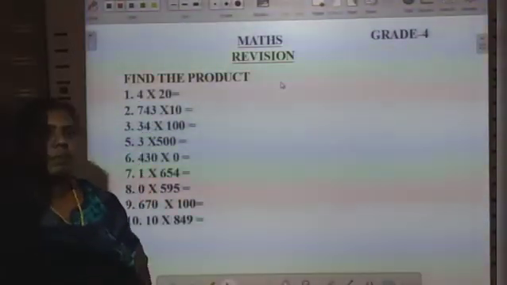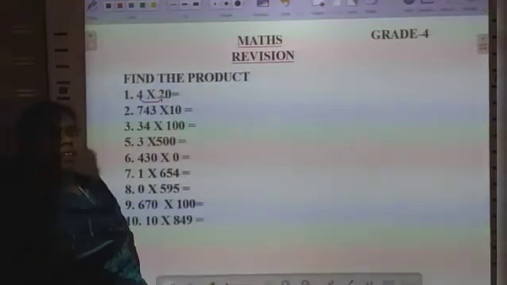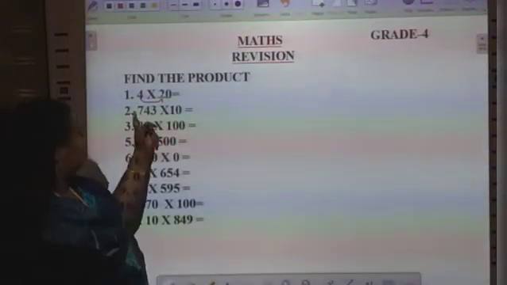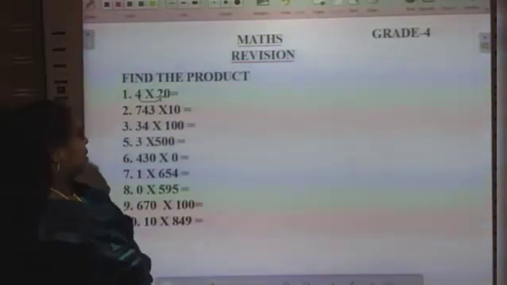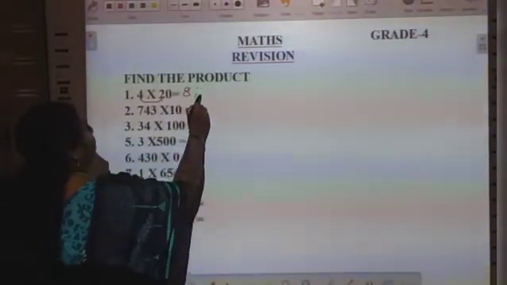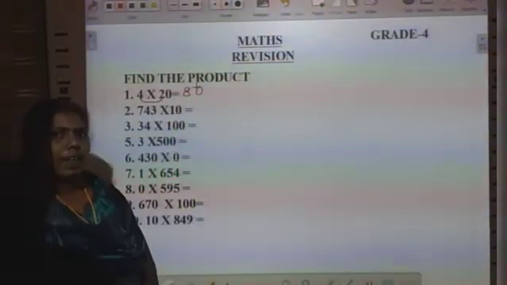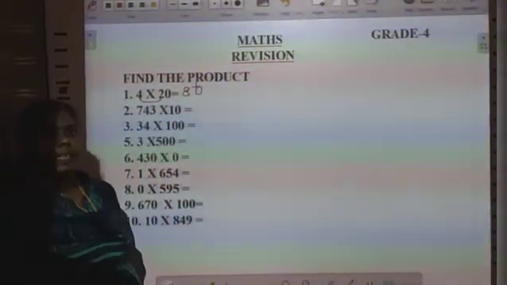So the first question, 4 times 20. How can we multiply 4 times 20? Yes, we can multiply these two numbers, right? 4 times 20 means 4 times 2. 4 times 2, how much? 1 4 is 4, 2 4s are 8, isn't it? Then add this 0. That means it will come 80, right? Yes. Then next one, 743 into 10.